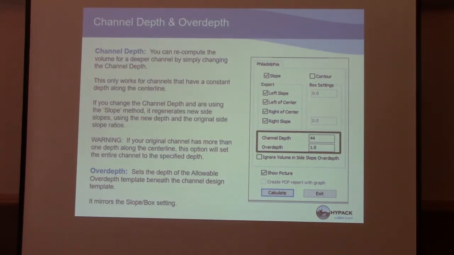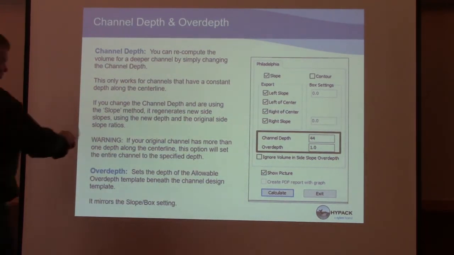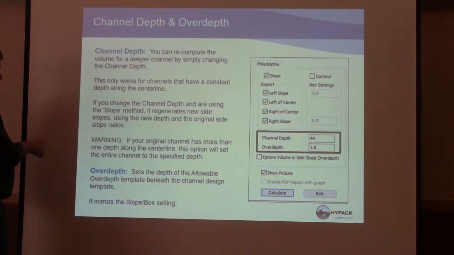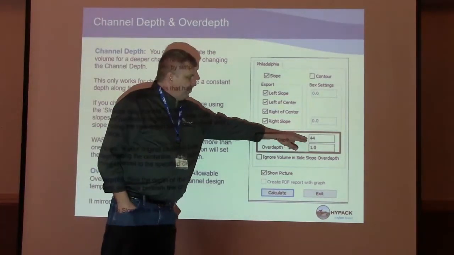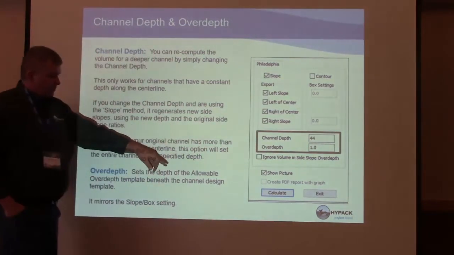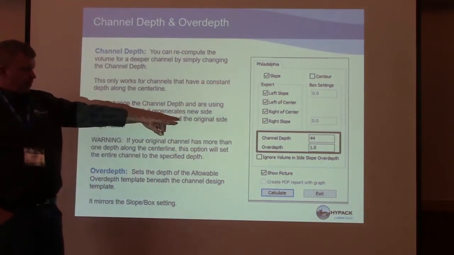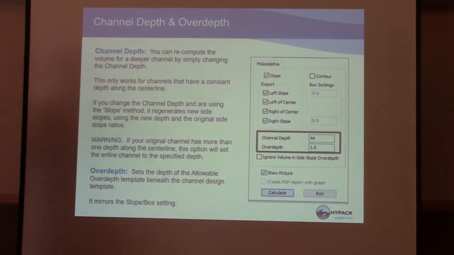Channel depth and over depth in the Philadelphia method. This works both in here and the other one. If your original channel is more than one depth along the center line, this option will be entire channel specified depth. So if you set this to something other, you want to change it there, you can adjust your over depth there, and then it'll rerun the volume report for you. So you can adjust it in the tin model volumes part. You have to rerun the volumes each time though, right? It doesn't just update the number.